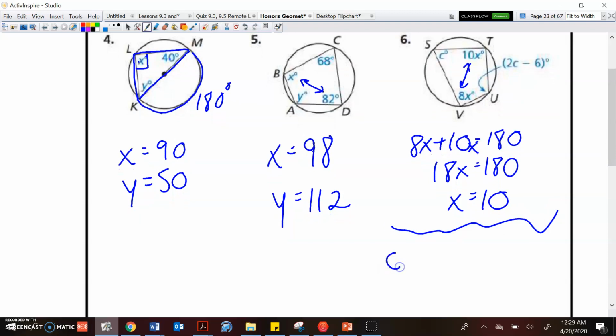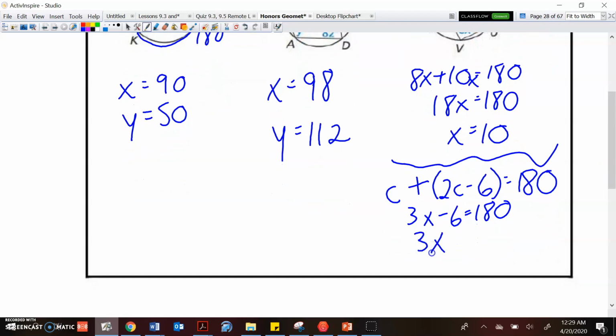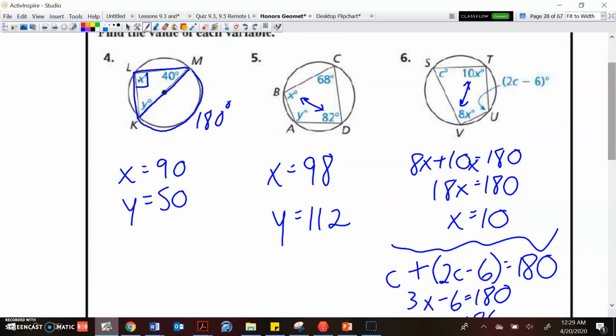the measure of angle S is c, the measure of angle U is 2c minus 6. I add them up and I get 180. So 3c minus 6 equals 180. I'm going to go ahead and add 6 to both sides. Oh, I changed it to x. I'm sorry, just habit. 3c is equal to 186, divided by 3, and c is equal to 62. Okay, and I could go ahead again and sub that in and see if it works, and it does.